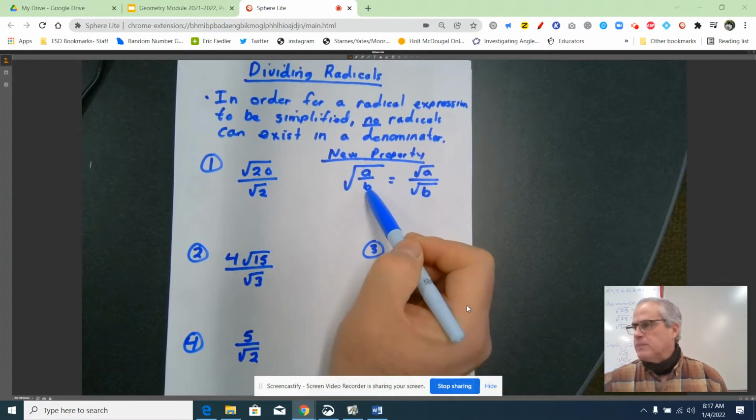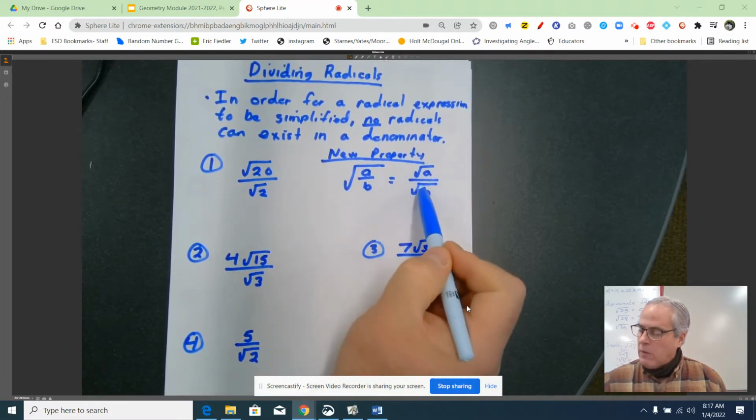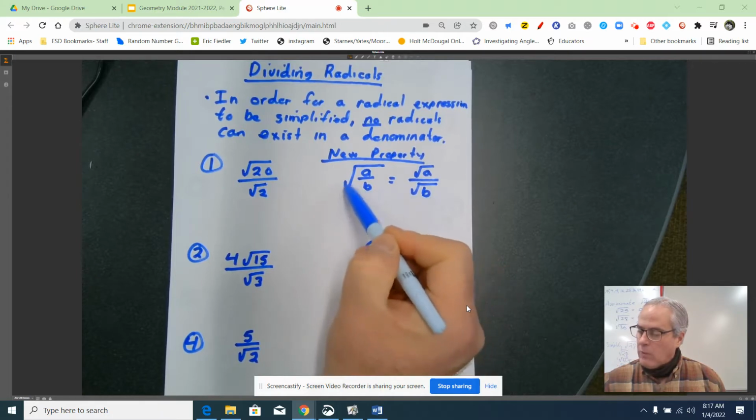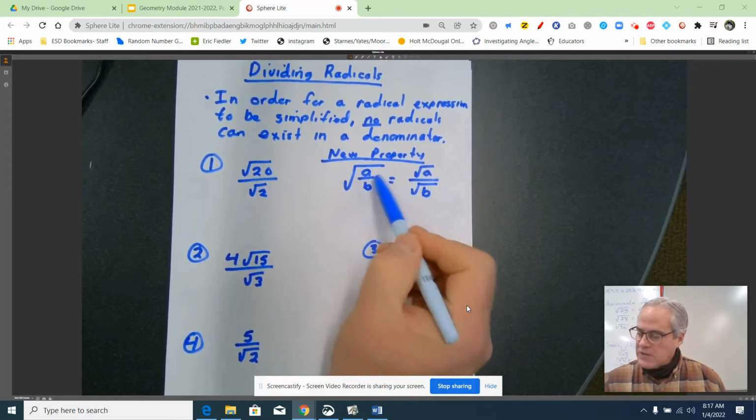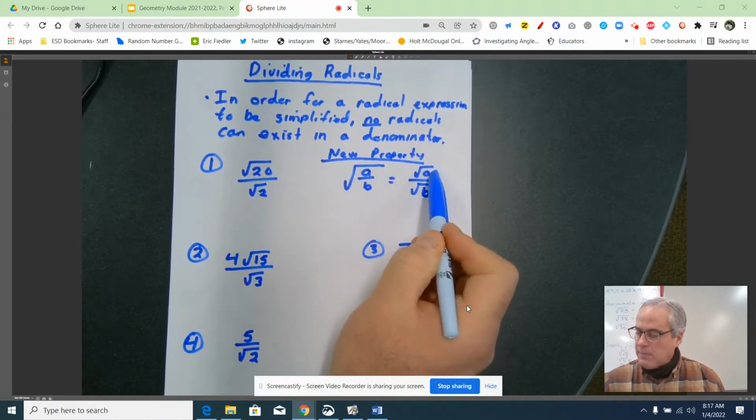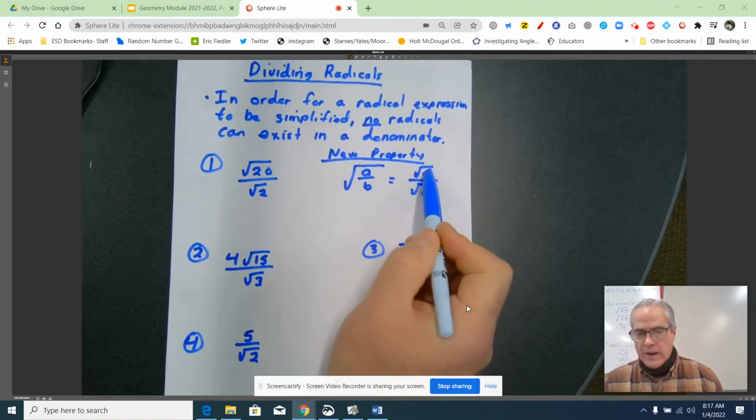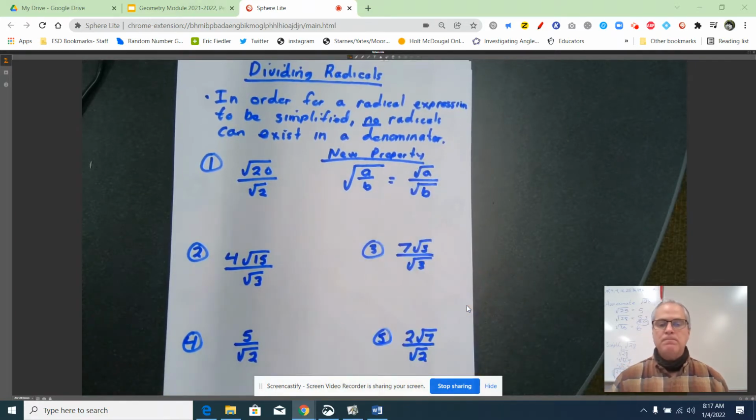We have one for division. The square root of a over b is equal to the square root of a over the square root of b. Notice you can break one radical fraction into the square root of the top over the square root of the bottom, or the radical of the top over the radical of the bottom.